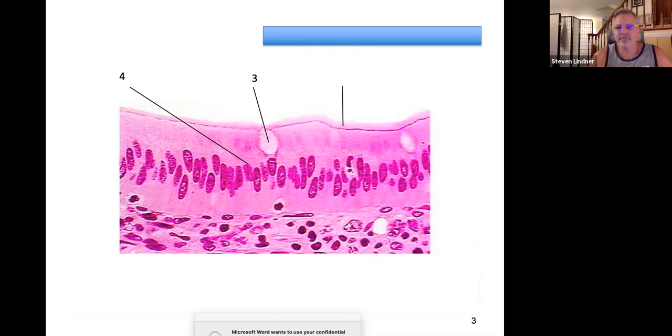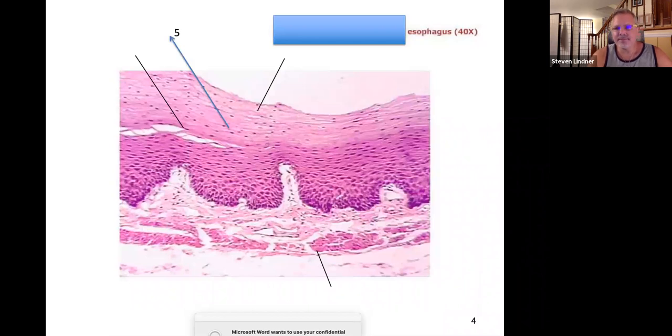Look at it. We'll do number 4 first. What's the shape? Column shaped. They're all in line. You have some cilia here. I would accept simple columnar epithelium for this, or you could say, well, some of these nuclei are at different levels, I would even take pseudostratified ciliated columnar epithelium. And then number 3, what is 3? That's a goblet cell.